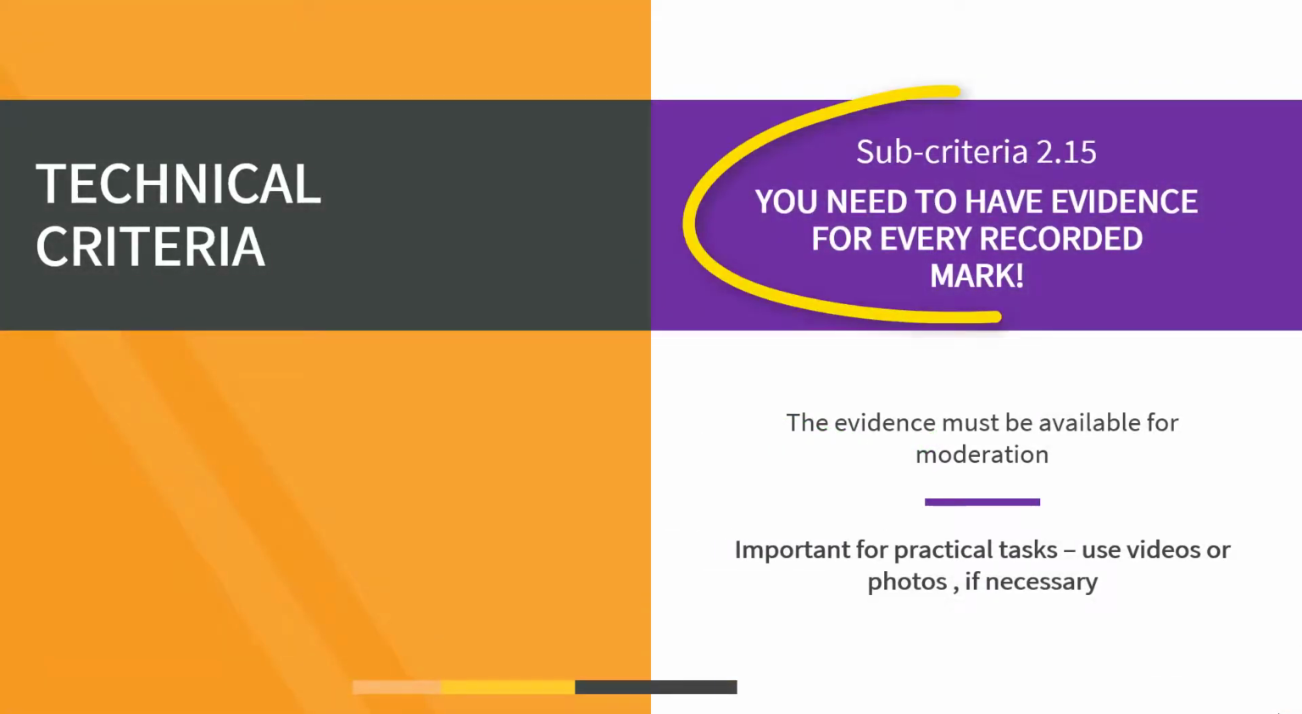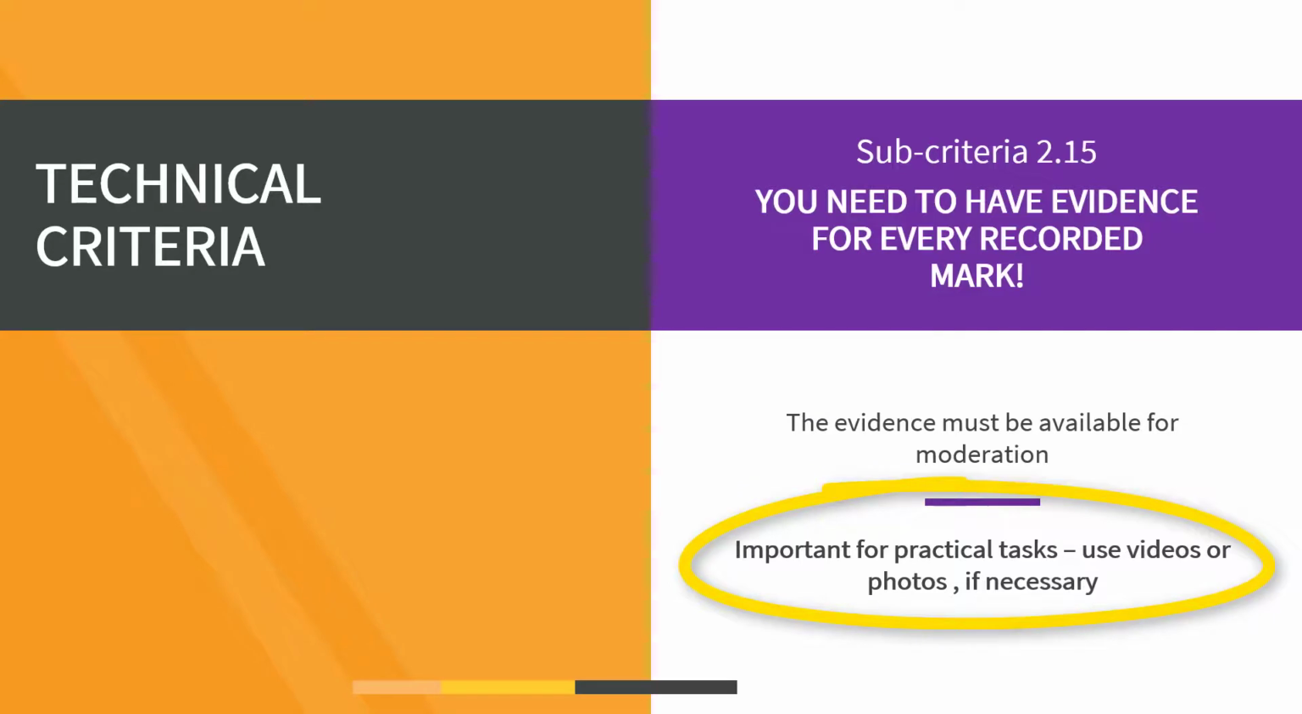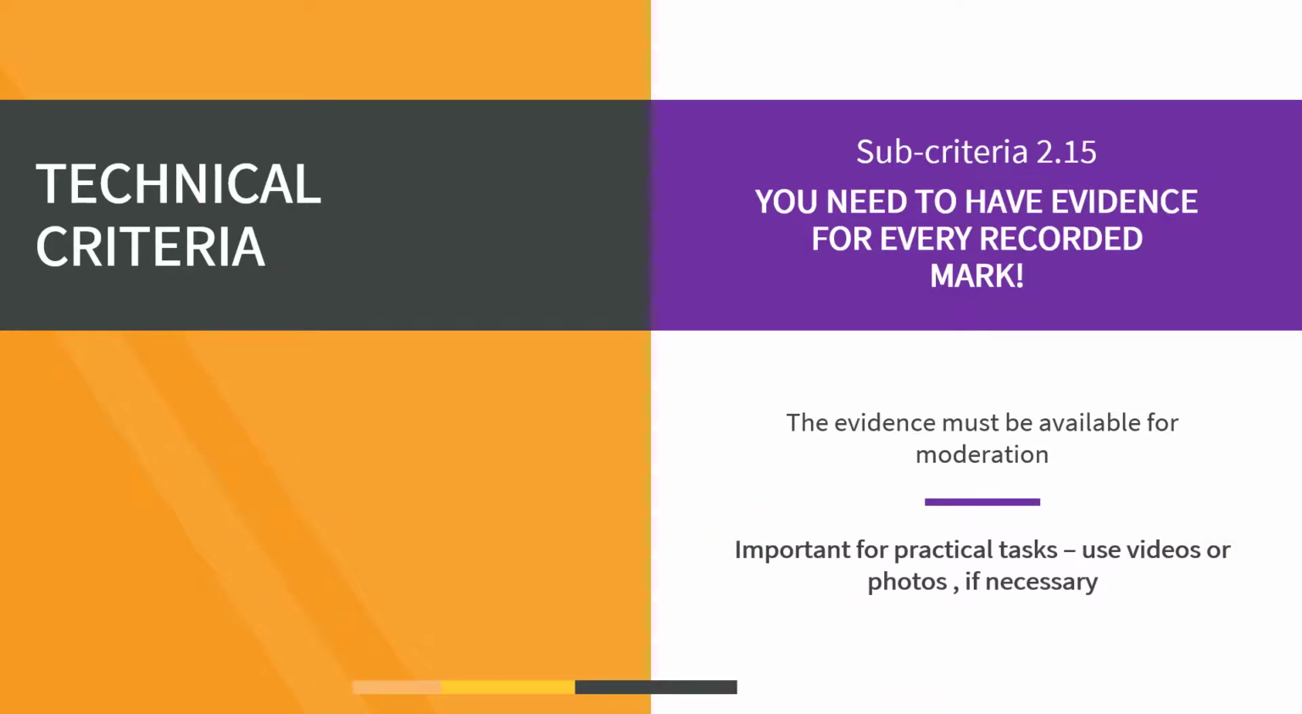We need to have a special look at Technical Criterion 2.15. Remember that it is very important to have evidence for every mark recorded. Therefore, check this criterion very carefully to ensure that when a task is moderated, the evidence can be found. This is particularly important in practical tasks for example where candidates have to prepare food or demonstrate a skill. In such a case, a video can be made or photos can be taken. This then becomes your evidence for moderation purposes.